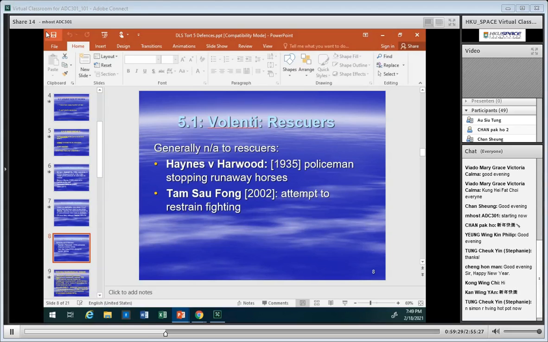Well, always a bit dangerous. Is this Volenti? And the court said no. If you're acting to save somebody, even if it's an attempt to save them from themselves, then the defence of Volenti will not apply. Okay, so there you are. This, of course, you could argue is a situation of you're encouraging people to rescue people who are in distress.